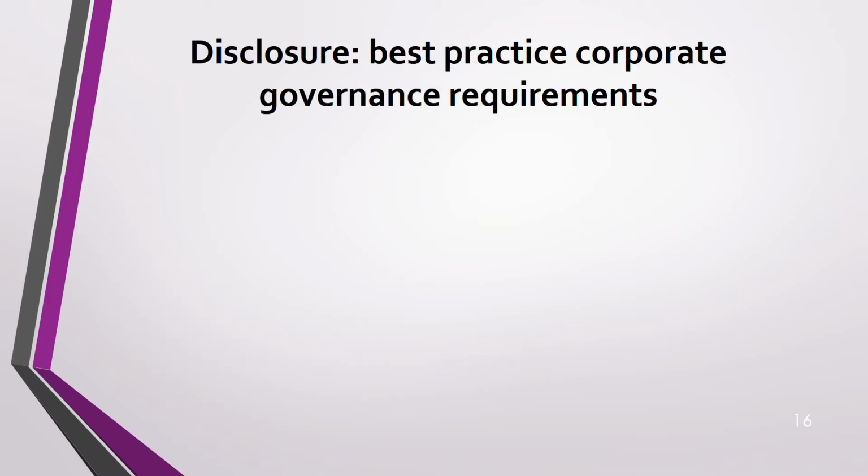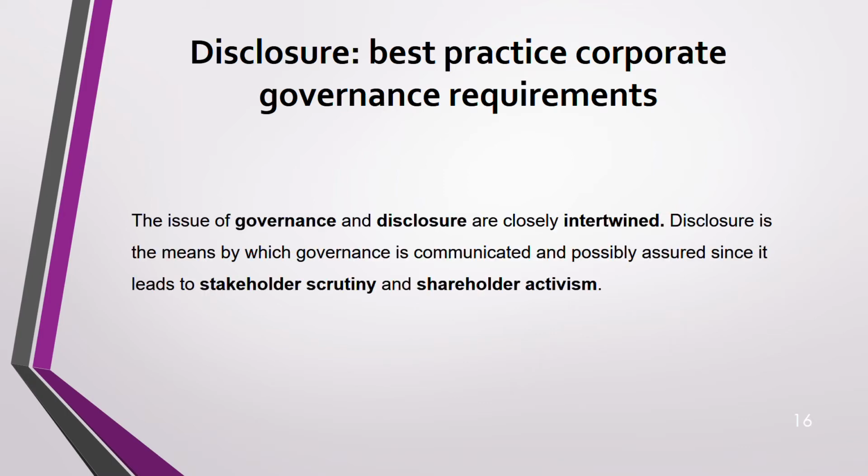Now, governance best practice, corporate governance requirements. What are the best practice corporate governance requirements? See, governance and disclosure, these two terms are very linked together. They go hand in hand. You cannot take each one of these two things separately. Good disclosure means good governance. Bad disclosure means bad governance. Disclosure means how you communicate that governance, how you show that you are following the corporate governance regulations, through disclosure.